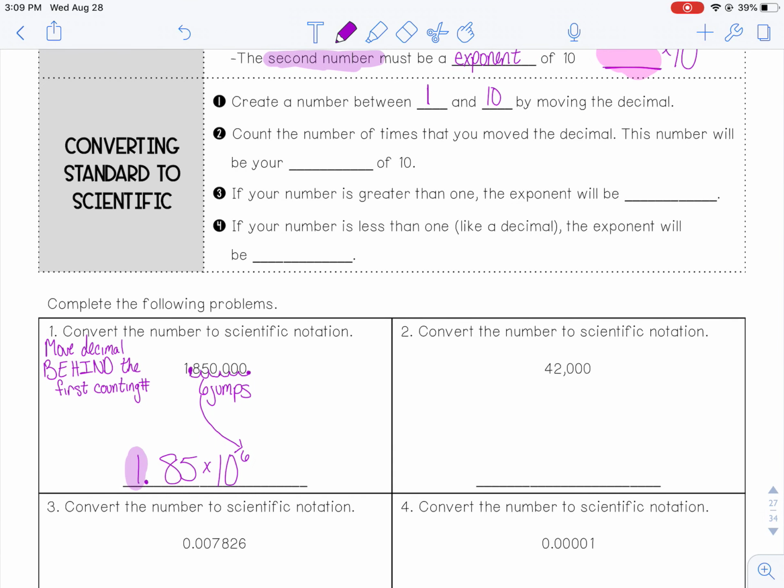If our numbers are huge, that exponent is going to be positive. But if those numbers are teeny tiny, these teeny tiny decimals, oh, hold on. That is wrong. The number of jumps is going to be our exponent on 10. We already talked about that. If our number is huge, the exponent is going to be positive. But when it's tiny, like a decimal, like right here, our exponent is going to be negative.